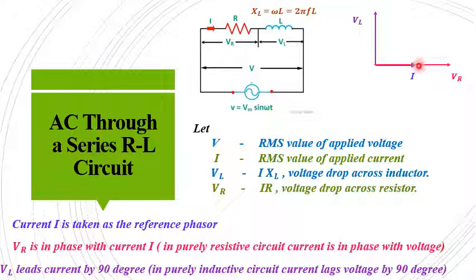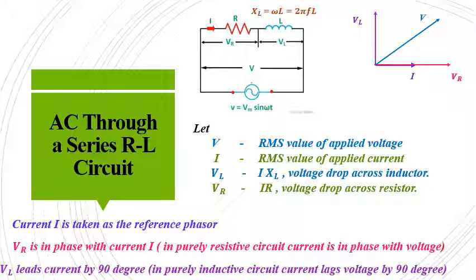So we have drawn the current phasor, VR phasor and VL phasor. Then the total supply voltage, that is V, is the vector sum of VR and VL. So V phasor will be the vector sum of VR and VL, like this. Here we can see that the resultant current makes an angle with the resultant voltage, and this angle is known as the phase angle phi or the power factor angle.